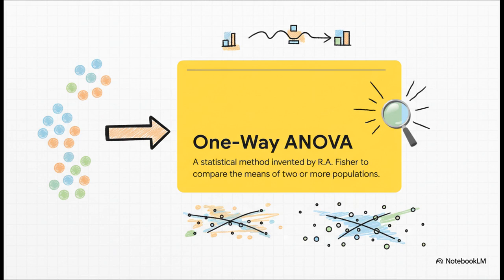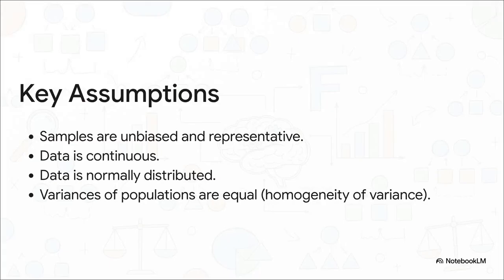Are the averages of all my groups basically the same, or is at least one of them the odd one out? And the kind of wild part is how it does it, by looking at the variance, or the spread, of the data. Okay, a quick but really important point. For any of these tests to give you results you can trust, your data has to play by a few rules. The samples have to be representative, the data needs to be continuous and normally distributed, and crucially, the amount of variation within each group needs to be about the same. Just think of these as a pre-flight checklist you run before you do the analysis.